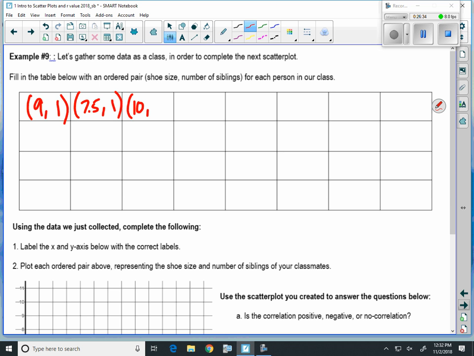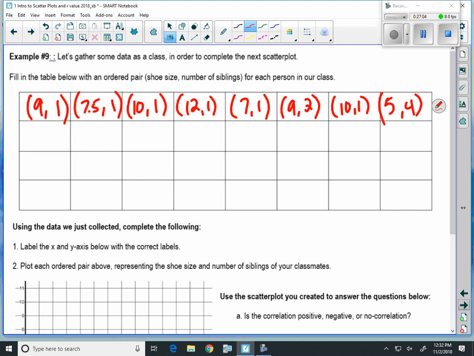All right, how many siblings? Oh, 1. 12, 1. Guys, I cannot hear. Okay. Lydia. 7, 1. Ooh, lots of 1 siblings here. 9, 2. 10, 1. 5, 4. 4 is the best. 7, 1. Guys, you should be writing these down as you go. 7, 4.